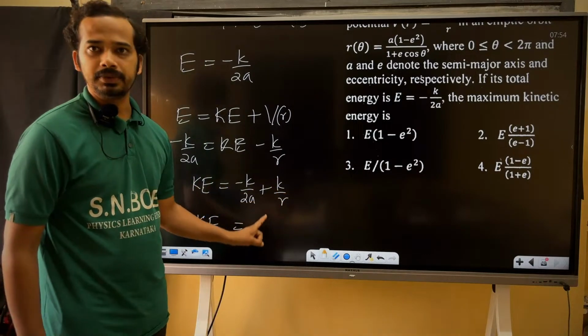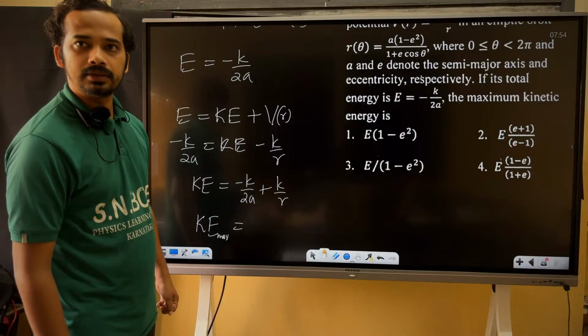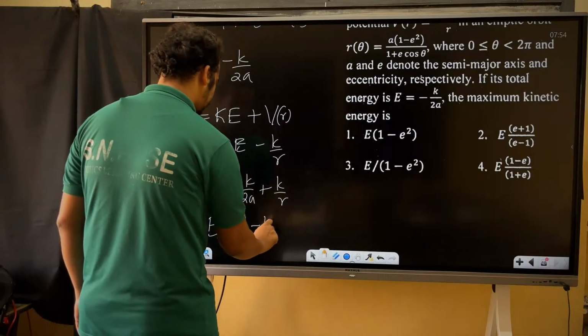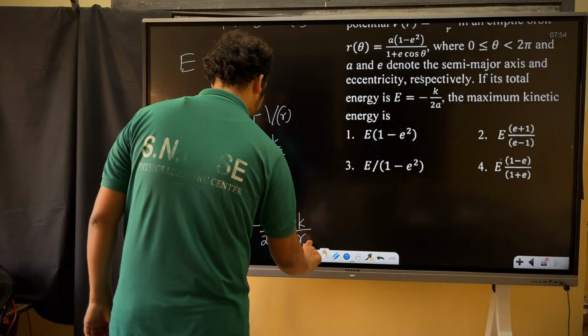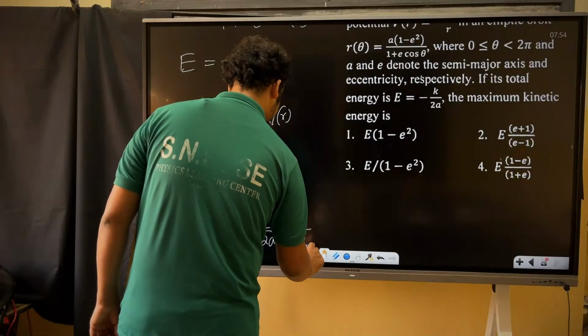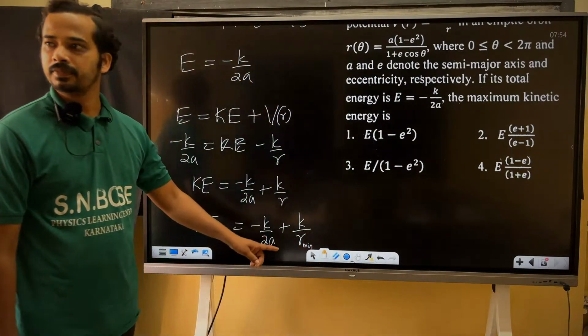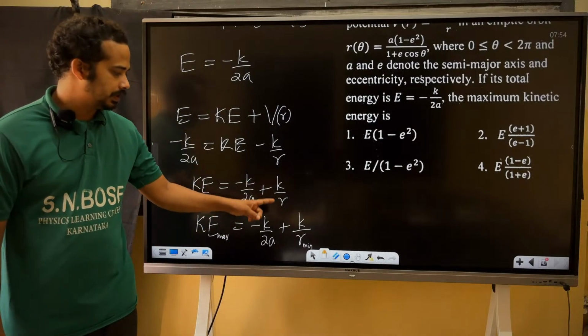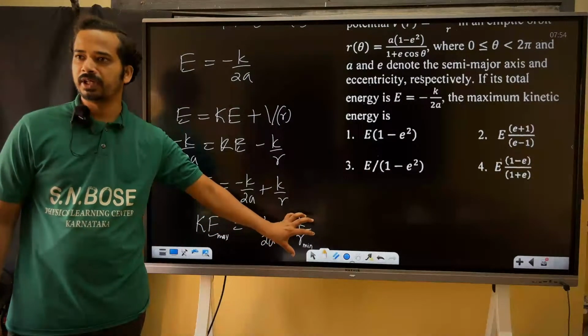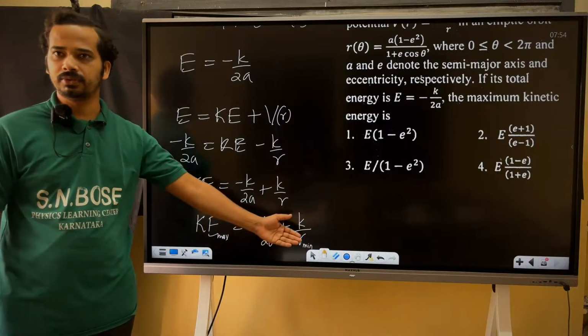When this is maximum, this additive part, minus k by 2a plus k by r, is minimum when r equals r minimum. K by r minimum has the maximum value. Can you see this one?